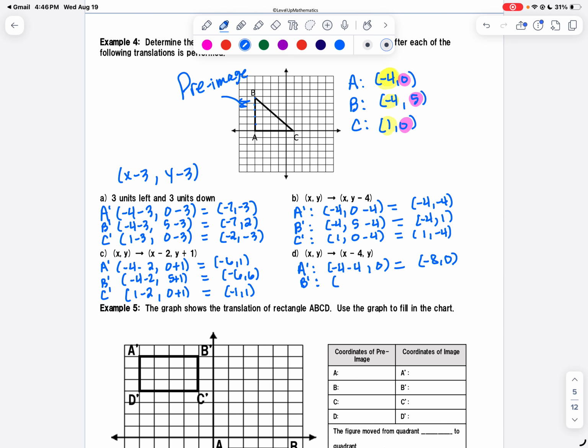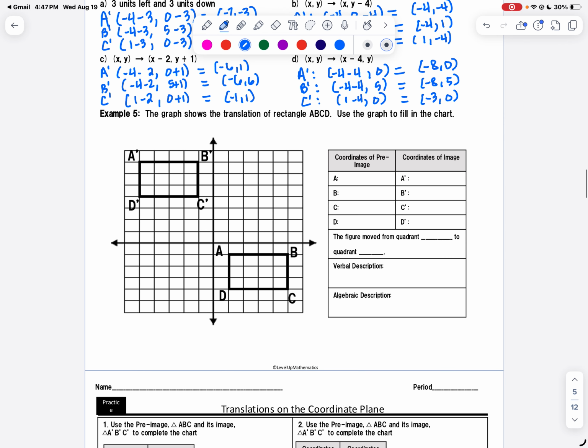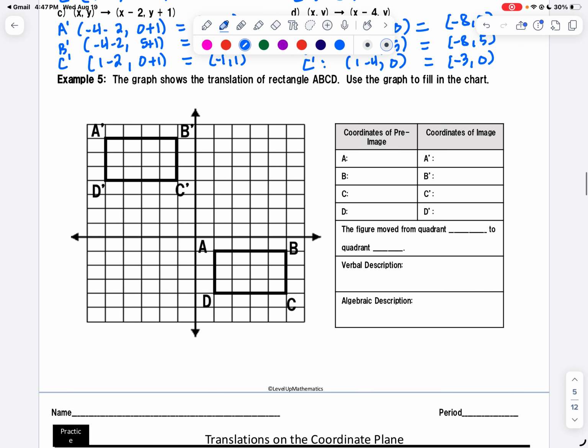For B prime, take your x value, decrease it by 4, leave your y value the same, so -8, comma, 5. For C prime, take your x value, decrease it by 4, keep the y value the same, so -3, comma, 0. All right, if you need to make any corrections, press pause. If you got all those correct, let's move on to our last example. So in example 5, it says the graph shows the translation of rectangle ABCD. Use the graph to fill in the chart.